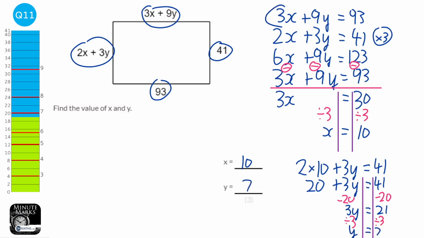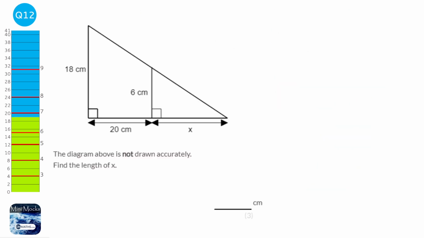Now I could check that with the first equation as well. So 3 times 10 is 30, 9 times 7 is 63, 30 plus 63 is 93. So we know we've got it right. It's sometimes easier in these questions to view these triangles as 2 separate triangles rather than one triangle.